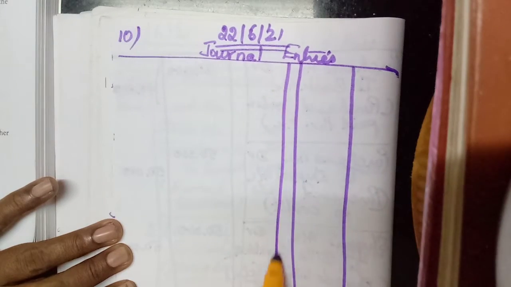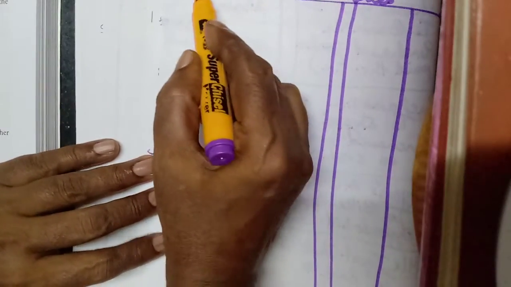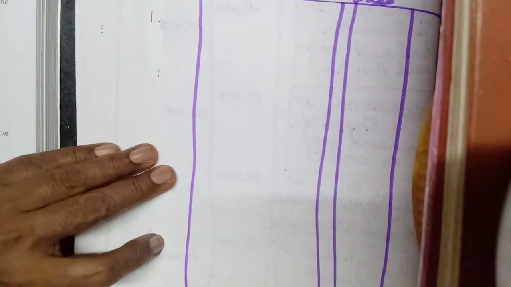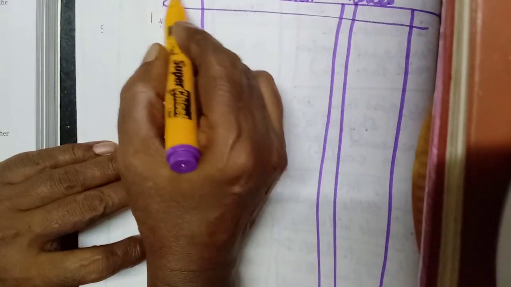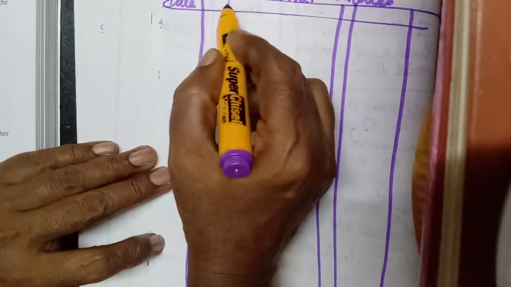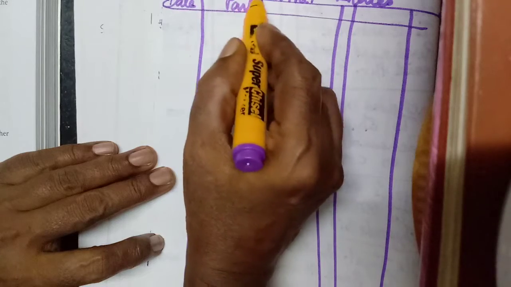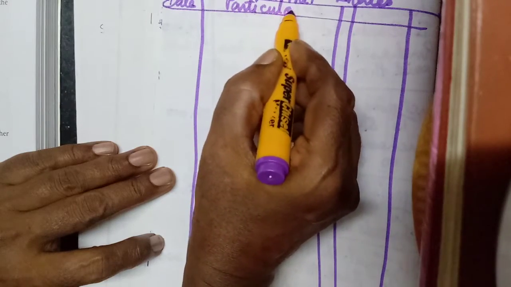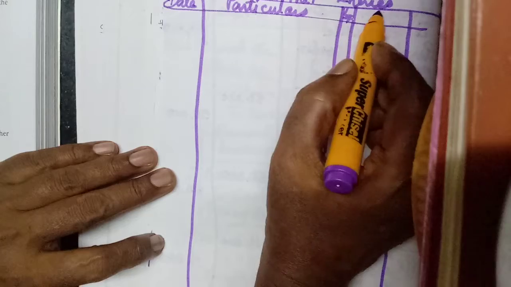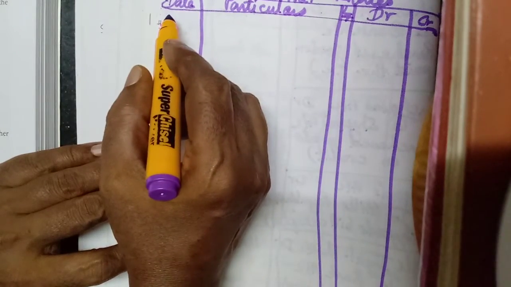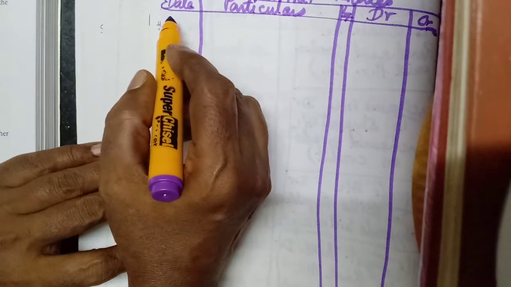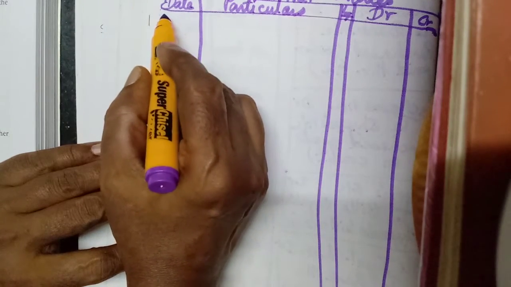This is LF. To amount column, LF, then date. Date, particulars, LF, debit, credit. First, year. Year is not given, so leave it.